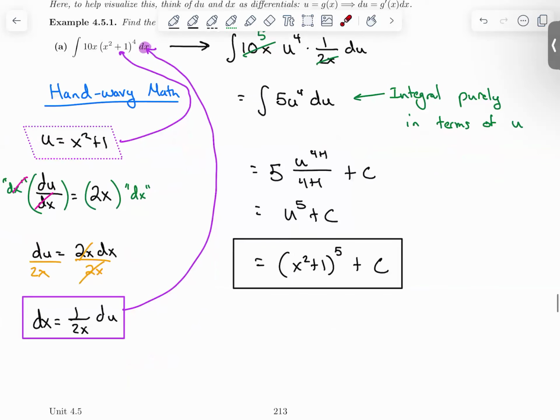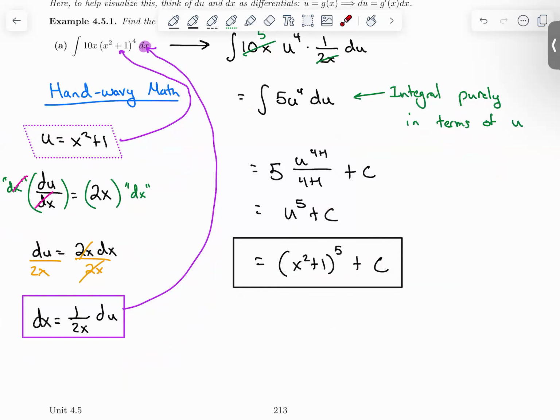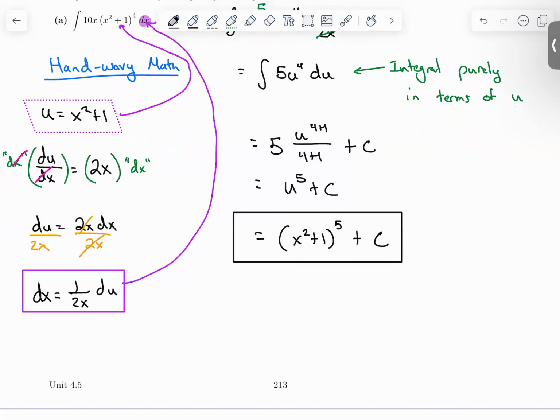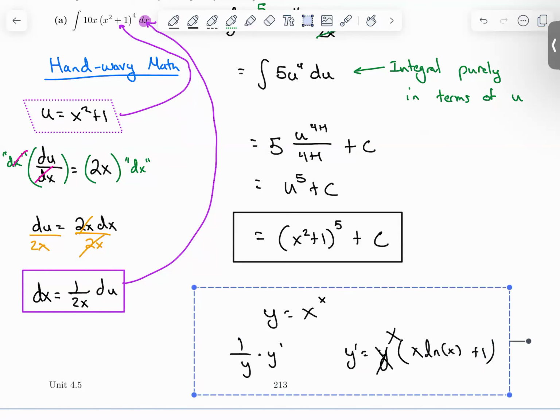A reason why we do this: do you remember logarithmic differentiation? Remember when we had y equals x to the x, and then we'd apply natural log, and then at the very end you get 1 over y times y prime, and then you'd multiply by y, but our original function is purely in terms of x. So instead of writing y prime equals y times, I think it'll be x ln x plus 1, instead of that, we wrote it as x to the x. Same idea here. You want to write it in the original variable in question.